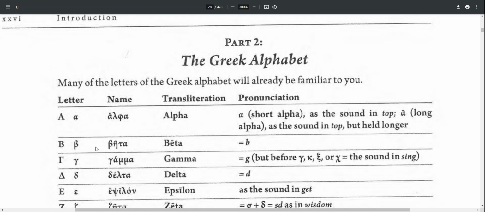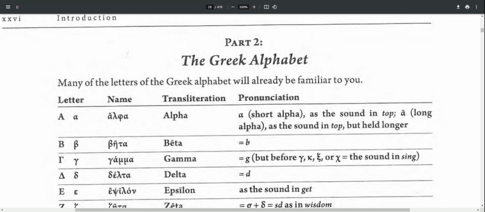The second letter is beta. Beta has the sound of the letter B. In modern Greek, it has the sound of the letter V, and its name is Vita, but in classical Greek, in Koine Greek, we call it beta.